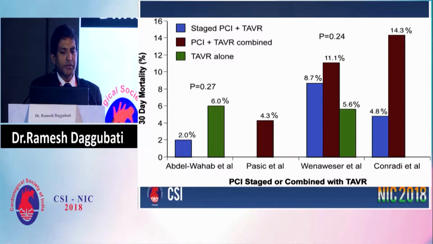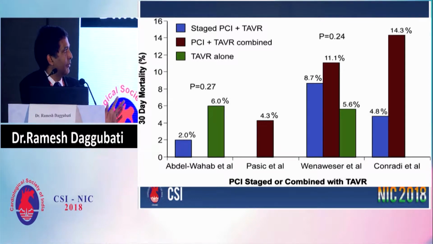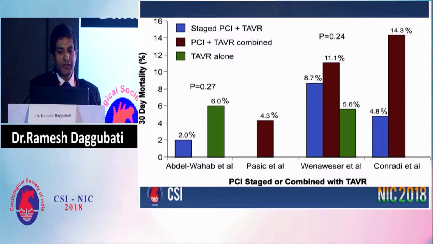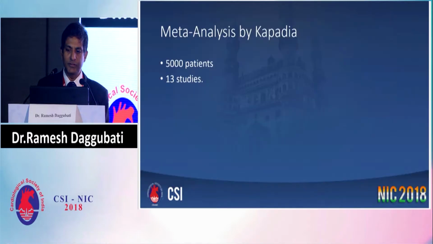PCI plus TAVR, in the dark maroon color, has been shown to have higher MACE events and higher 30-day mortality, up to even 14% in some groups of patients by Conradi, whereas TAVR alone had slightly lower mortality rates, and staged PCI is better than concomitant PCI and TAVR. So right now what we can say at least is that it's probably better not to do them together in the same sitting. If it is possible, do one or the other.